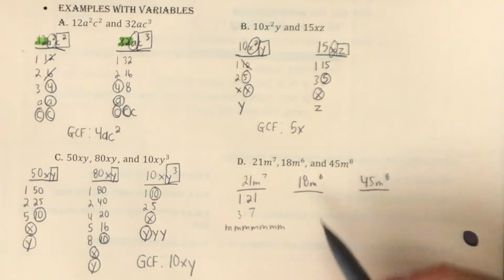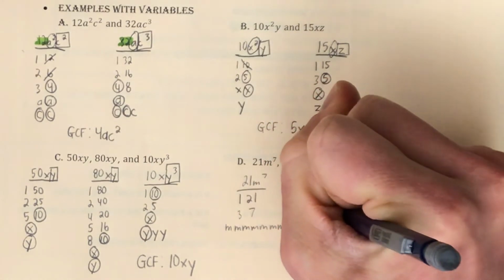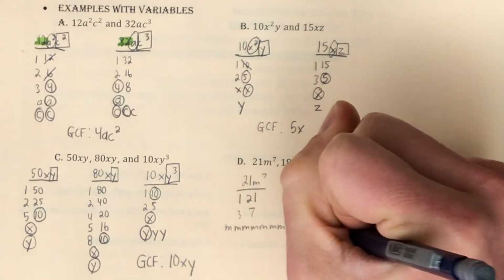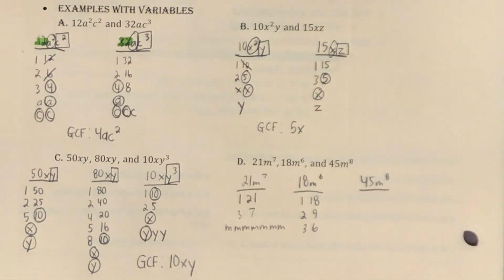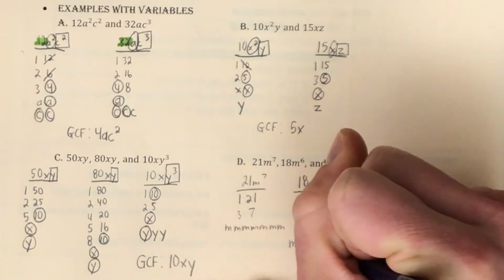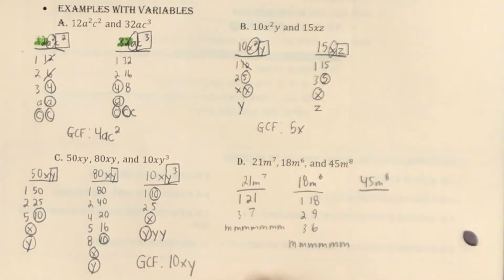Then I'm going to do the same thing now to create my list for 18m to the 6th. 1 times 18. 2 times 9 equals 18. 3 times 6 equals 18. 4 does not go into 18. 5 does not go into 18. And 6 is already on my list, so the numbers are complete. Now I've got m to the 6th, so that means I need to write out 6 m's. So 1, 2, 3, 4, 5, 6. So there we go, 6 m's written out.